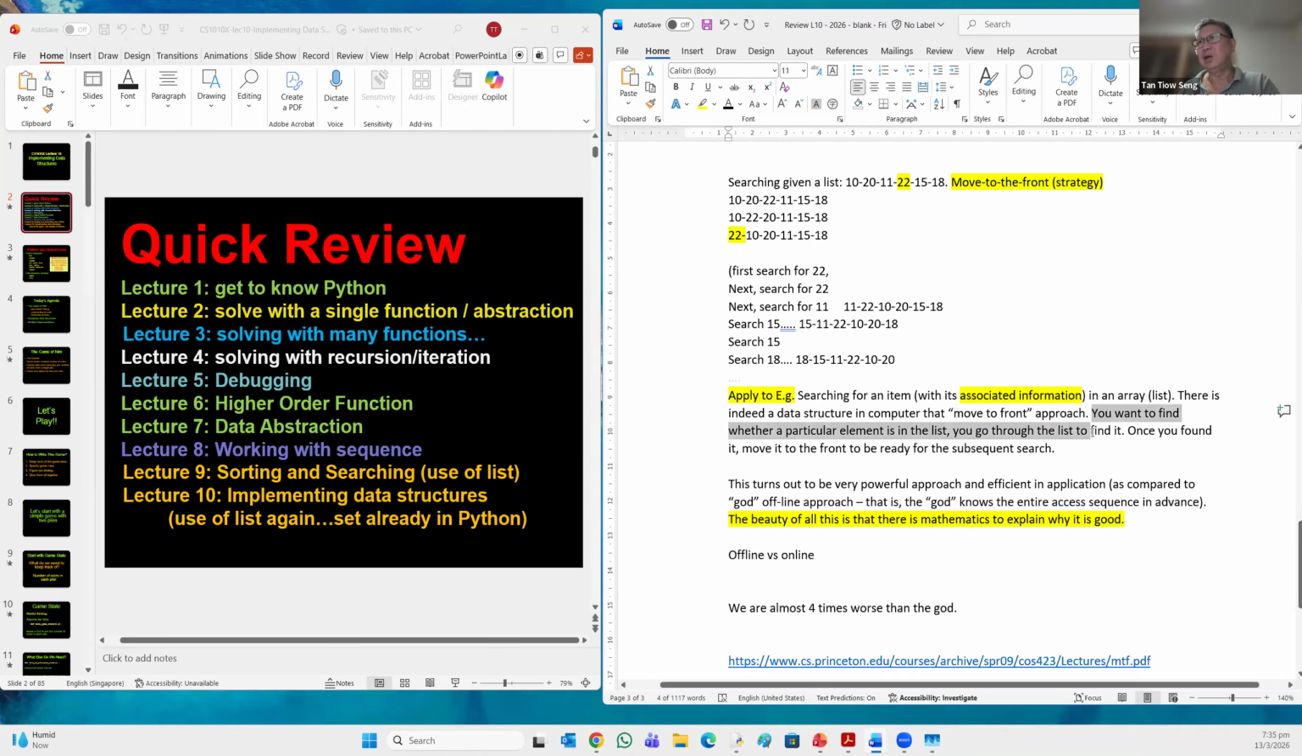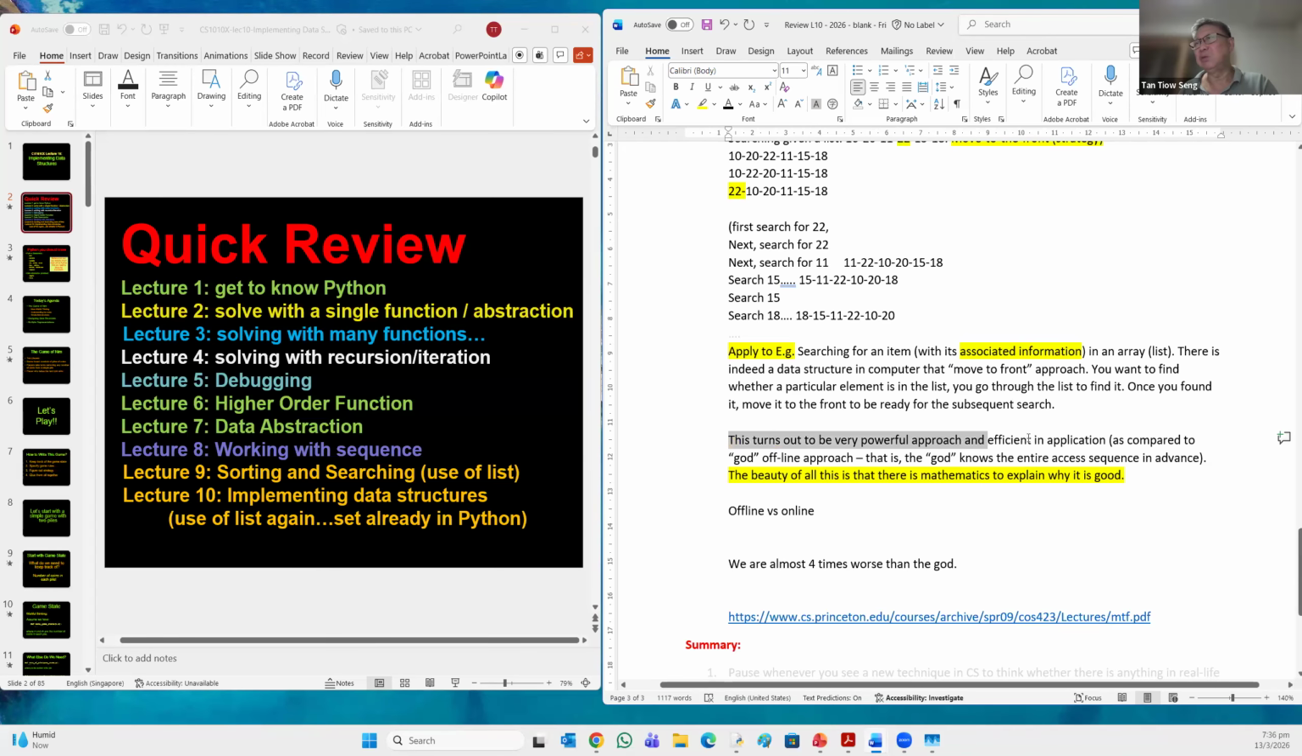You are going to find a particular item in the list and go through the list to find it. You've got no choice but to pay one cost. You pay one search. Now there is no binary search here. It's only a linear search. Once you find it, you move it to the front to be ready for the subsequent search. This turned out to be a very powerful approach, efficient as compared to the superhuman approach. In this case, the superhuman knows the entire access sequence, meaning that he knows what search is coming after each search.